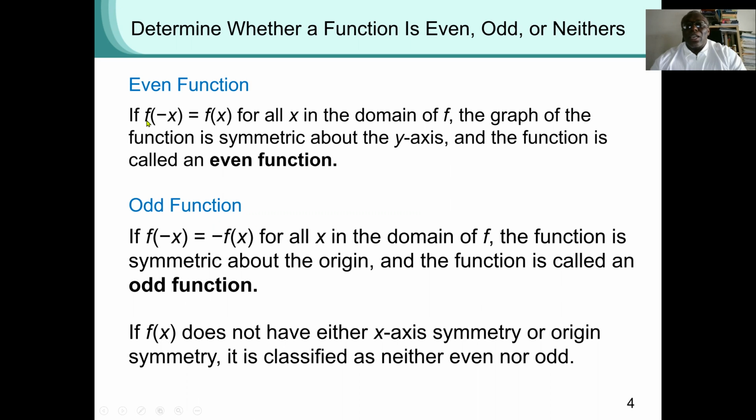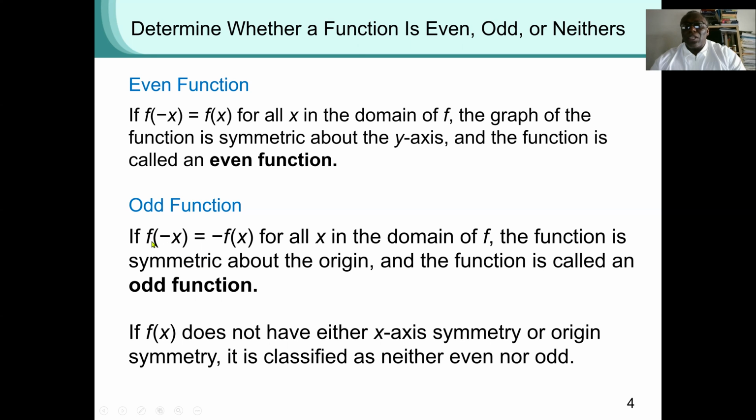For example, if f of negative 2 equals f of 2, and the functions are symmetric about the y-axis, then the function is called an even function. An odd function is one where f of negative x is equal to negative f of x. Again, we still have the negative. An even function is when f of negative x equals f of x for all x in the domain.